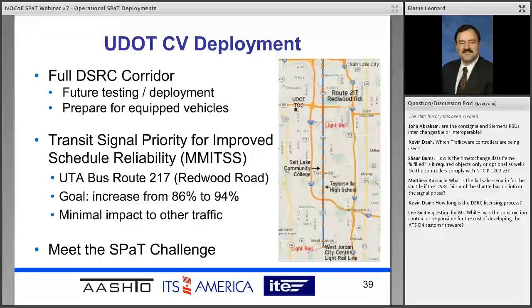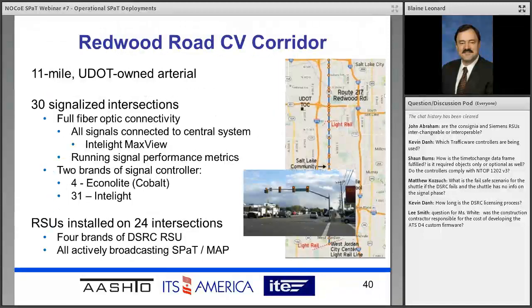While we were starting on the deployment, the SPaT challenge came around, and so of course this becomes our corridor for the SPaT challenge as well. This is an 11-mile UDOT-owned arterial on the west side of Salt Lake City. The corridor is actually longer than 11 miles, but we took an 11-mile piece of it because it coincides with Route 217 of the Utah Transit Authority bus system.